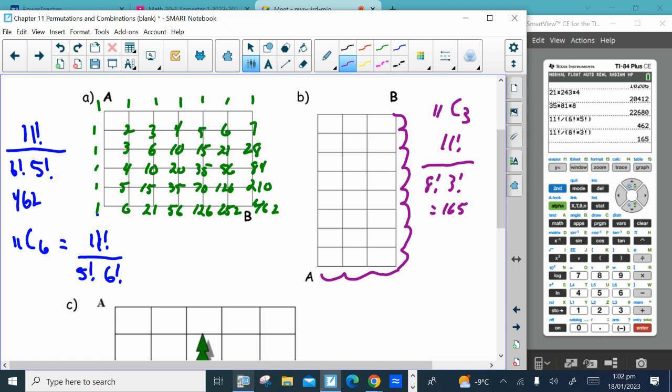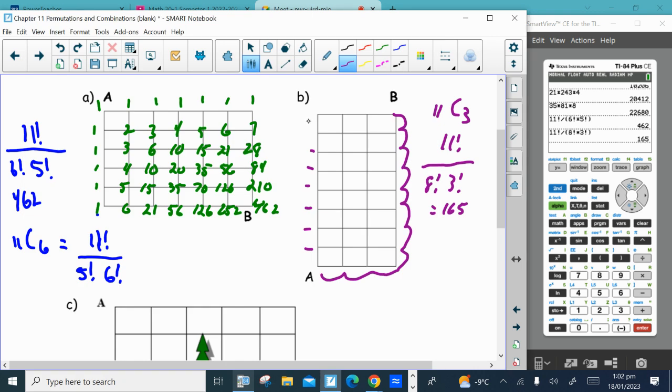You could also say 11C8 if you wanted to, because there are 8 blocks that go west to east. 1, 2, 3, 4, 5, 6, 7, 8. Again, you don't start counting until you move. So that's why we're not counting that bottom line. But 11C8 would be the same expression.